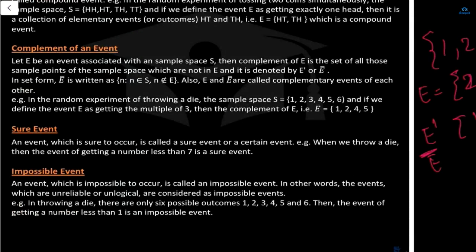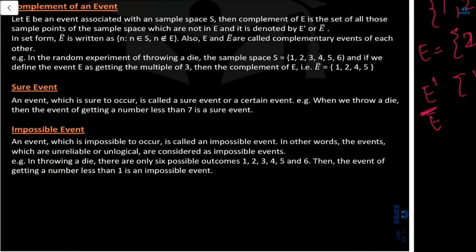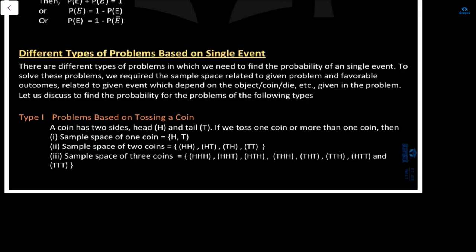For example, for a sure event, when you throw a dice, you will always get a number less than 7, or you will always get a number which is positive. Impossible event means the event that cannot occur at any cost. For example, a number less than 1. When you're throwing a dice, the event of getting a number less than 1 is an impossible event. You cannot get it.